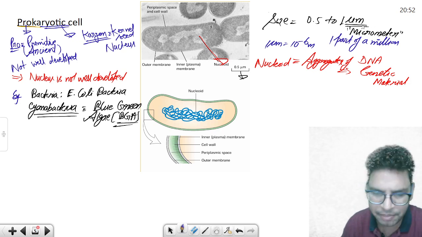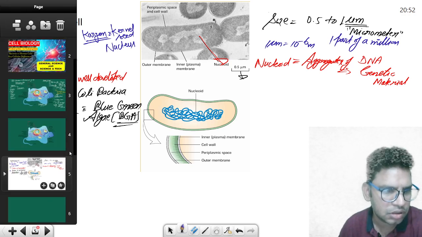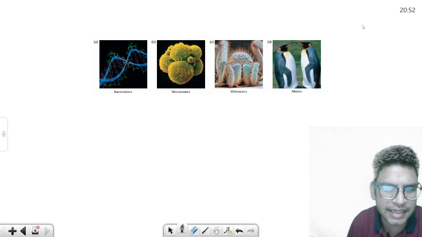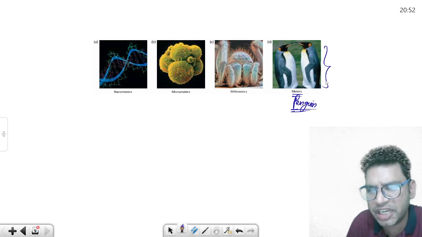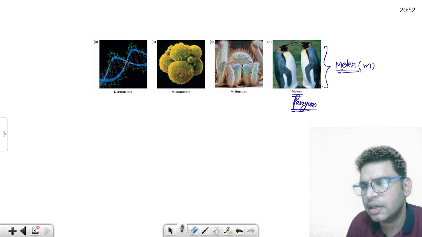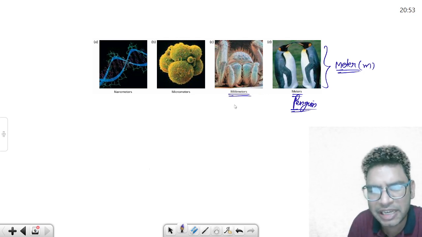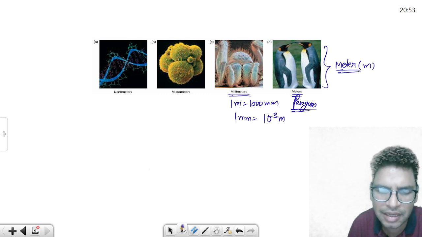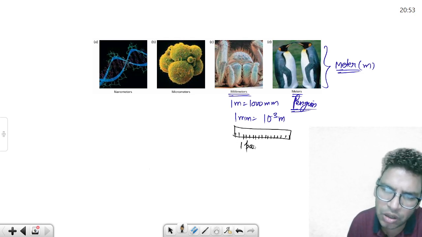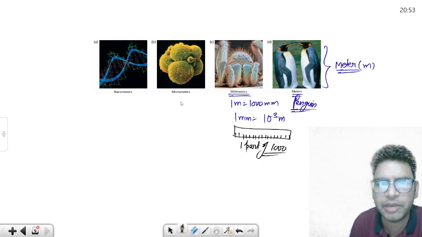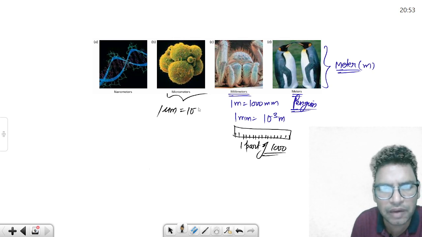And I have another slide for you. Let me show you this one. These penguins, their length is in meters, right? Meter is the SI unit, the standard unit of length. Then there is millimeter. 1 meter has 1000 millimeters, and if you write it the other way around, it is 10 raised to power minus 3 meter. It simply means if you break 1 meter into 1000 parts, one part is called a millimeter. Then micrometer. 1 micrometer is 10 raised to power minus 6 meter.